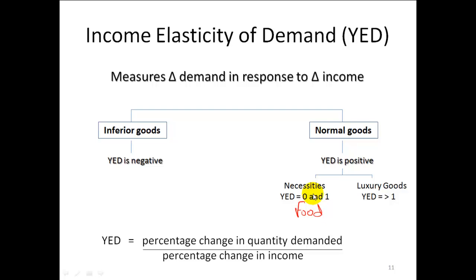Luxury goods, on the other hand, might be vacations and so on, where as your income increases, your demand for luxury goods increases by more than 1. So a 1% increase in income would mean a greater than 1% increase in the demand for luxury goods. So that's the concept of income elasticity of demand.